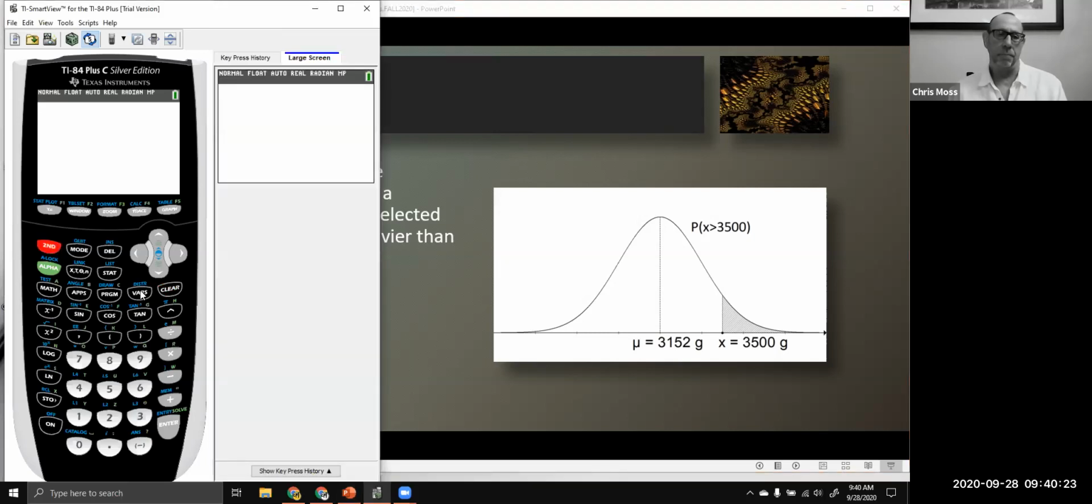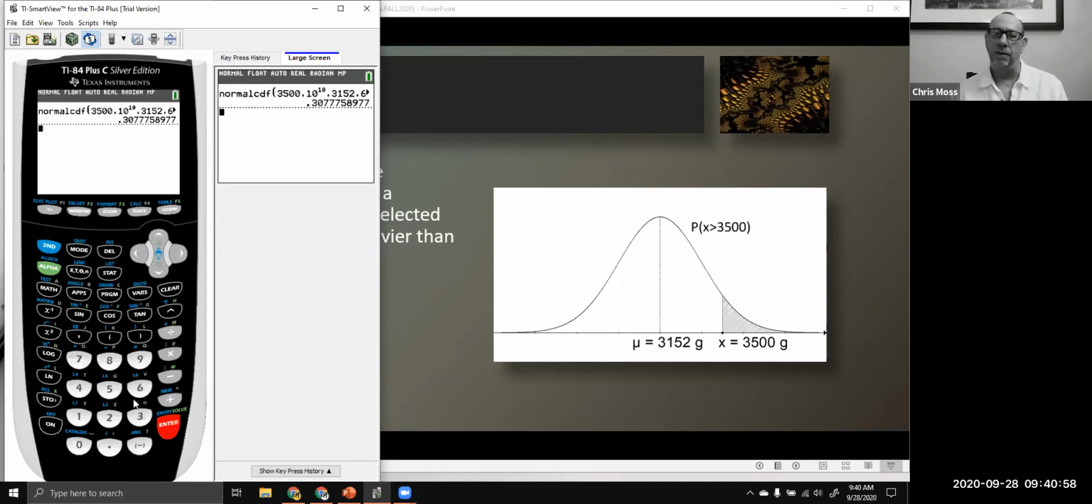So over here, we have the normal CDF. So for the lower limit, we have 3,500. For the upper limit, I'll take 10 and I'll raise it to the 10th power. The mean, 3,152 grams. The standard deviation, 693 grams. We're going to paste that into the normal CDF function. There we go.